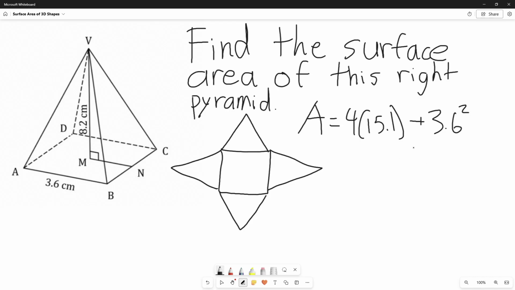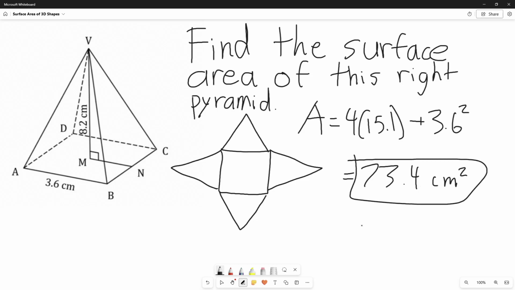And now we have this equation, and we can just plug that into our calculators. And we get approximately 73.4 centimeters squared, rounded to 3 sig figs. And that's our final answer.